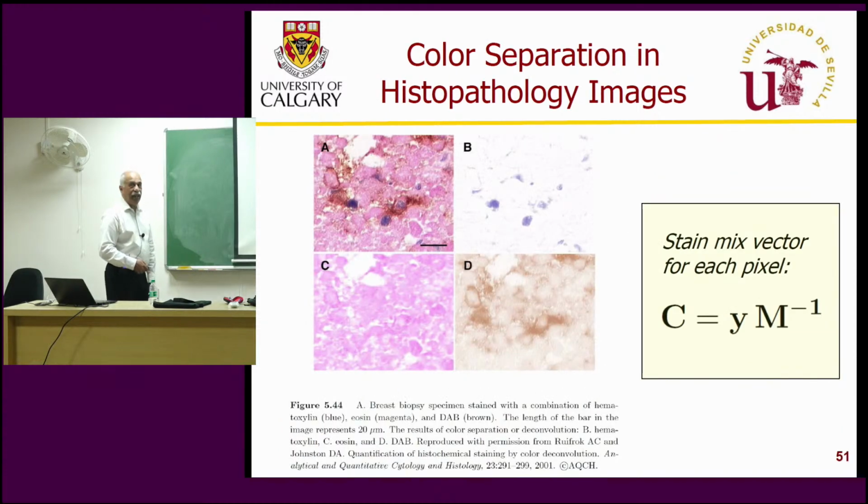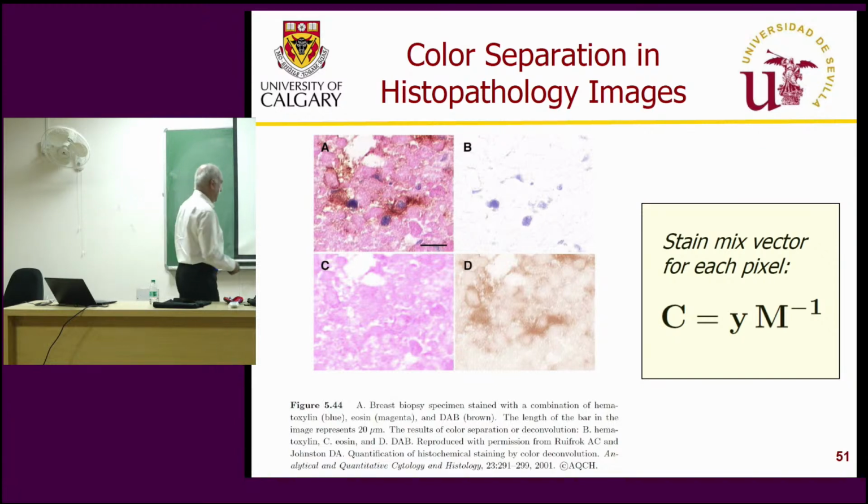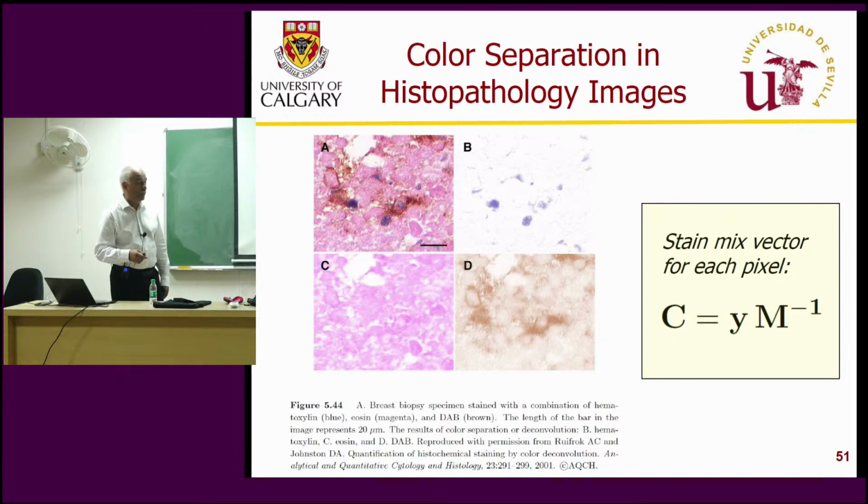C is Y M inverse. You want to invert the effect of that. So this is what was done by Ruifrok and Johnston in their paper. This is the original breast biopsy specimen stained with a combination of hematoxylin, which is blue, eosin, which is magenta, and DAB, which is brown. And they wanted to separate them.